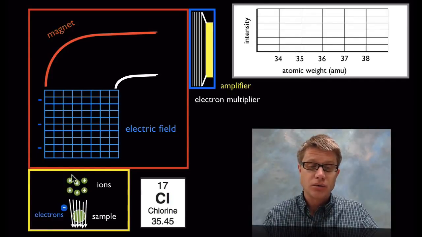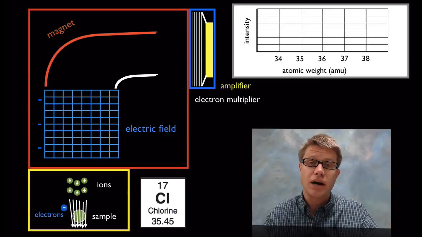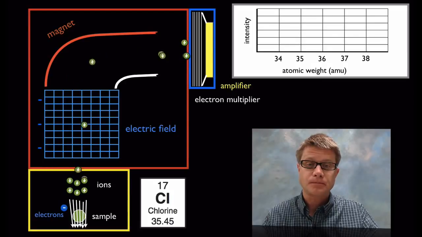And let's try chlorine. So we're going to put chlorine through here. Chlorine really only has 2 stable isotopes. It's going to have chlorine 35 and 37. And so let's watch and see what happens as we send this chlorine through the mass spec.